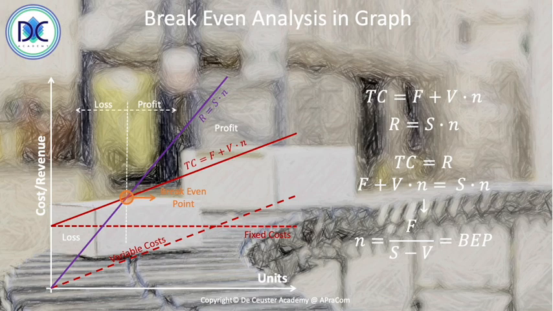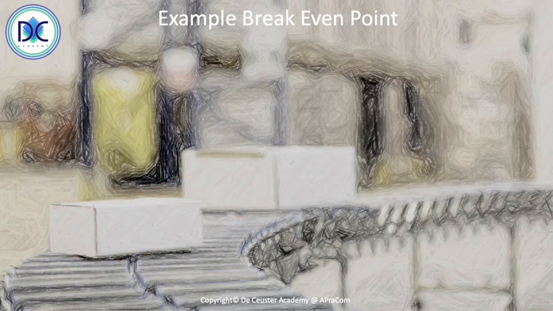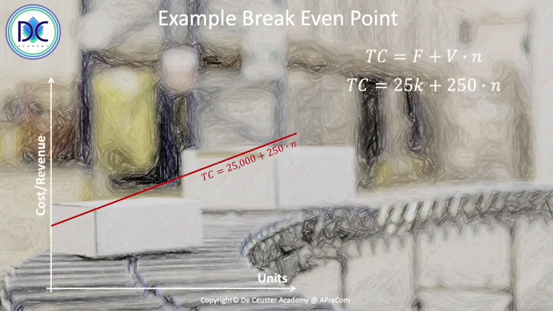Let's do a calculation, a short example, and we just put some values there. So we have the total cost is 25k plus 250 N, given by the red line. We have the revenue line, which is R is 500 times N, so a unit sells at 500, while the unit cost to produce is 250. This is very important to look at: the unit revenue is higher than the unit cost, otherwise we will never have an intersection.